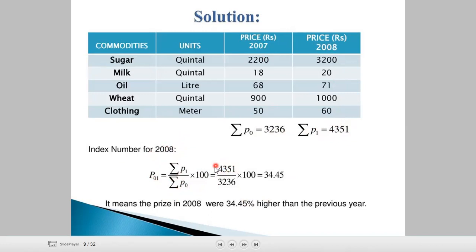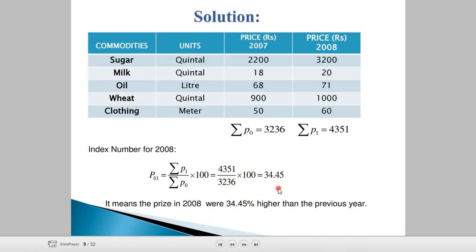So the value of price for the current year 2008 is what? 4,351 upon the price of the base year, that is 3,236, into 100. When we solve this, we will get 34.45. Now, what does this 34.45 mean? That the prices in 2008 have increased by 34.45% in comparison to the previous year.